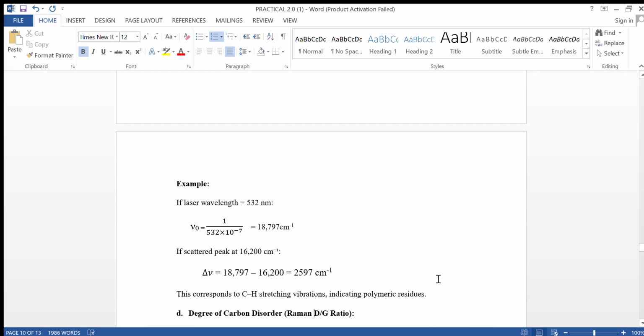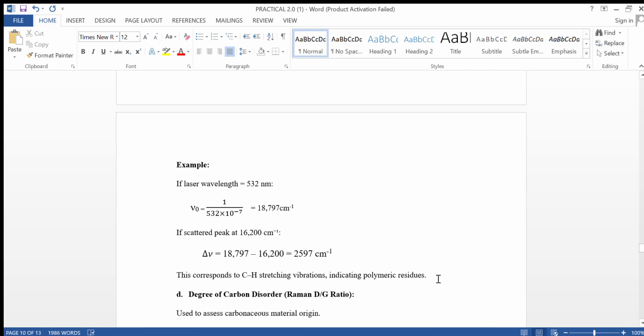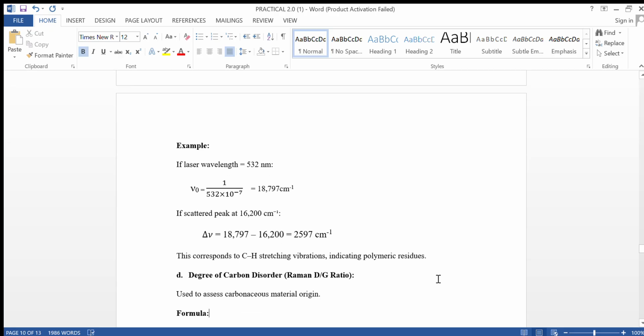nanometer, we get the value for mu naught. If scattered wavelength at 16,200 per centimeter, we get the value for mu s. We get the value for delta mu. This corresponds to the C single bond H stretching vibration indicating polymeric residues.